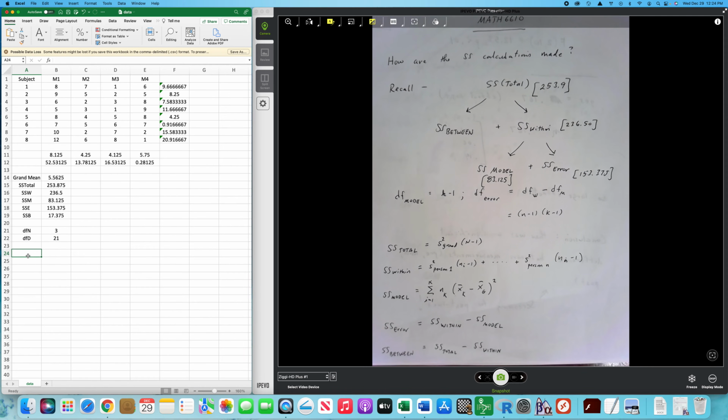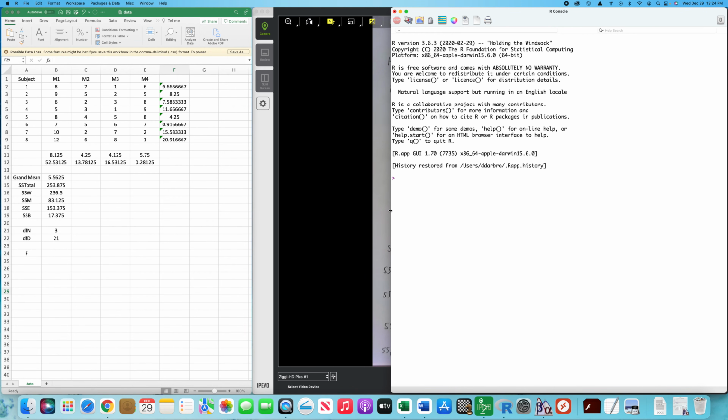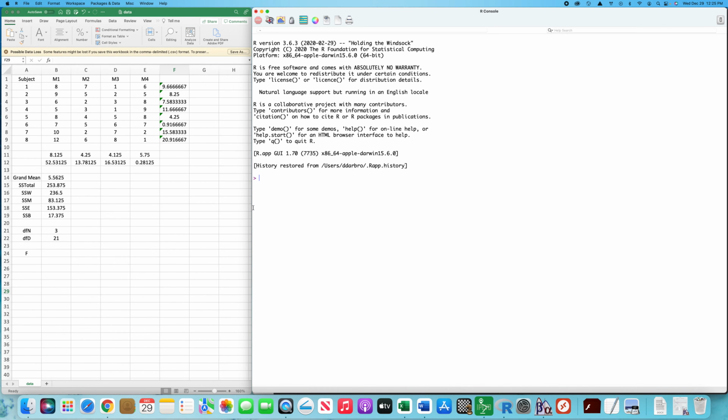Now, you should be able to see here that we can calculate this F statistic very easily by doing what? By taking the, well, I'll tell you what. Let's save that one until we get over into R, because we're going to need the PF.